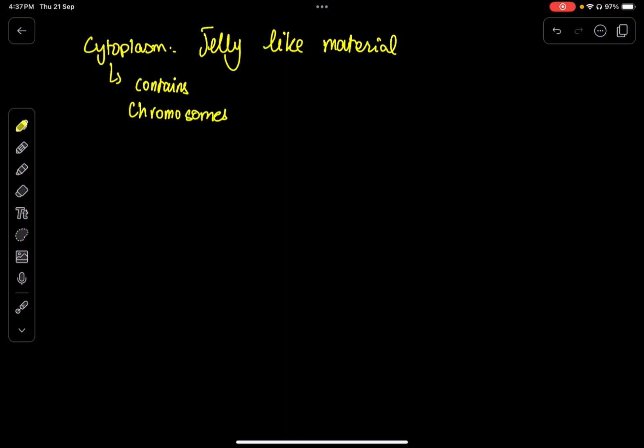Now, moving on, what is a mitochondria? As one would know, mitochondria is the powerhouse of a cell. You can say it is the brain of a cell. Without a mitochondria, a cell cannot function.